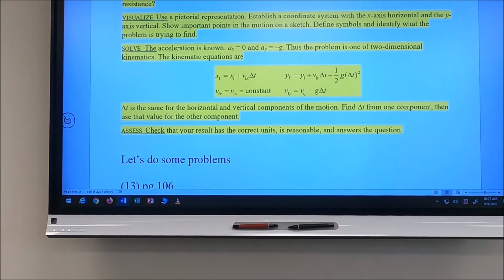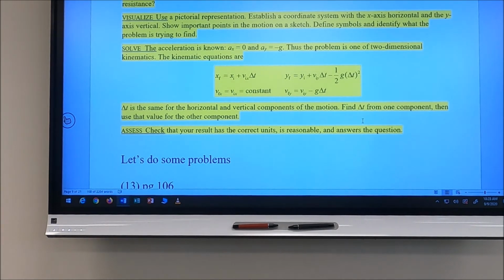And your kinematic equations, this is out of your book, is x final equals x initial plus v initial x delta t. V final x equals v initial x, which equals a constant. Y final equals y initial plus v initial y delta t minus 1/2 g delta t squared. V final y equals v initial y minus g delta t. Delta t for the horizontal and vertical components are linked. So you're going to have an x position at a time, you're going to have a y position at a time. And check your results: has correct units, is reasonable, and answers the question.